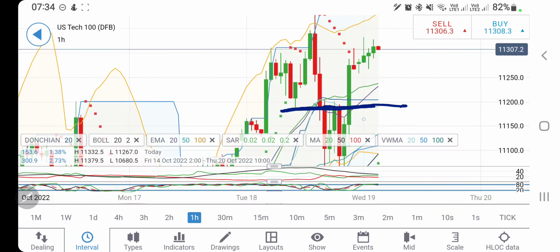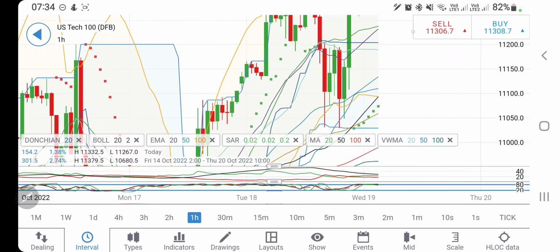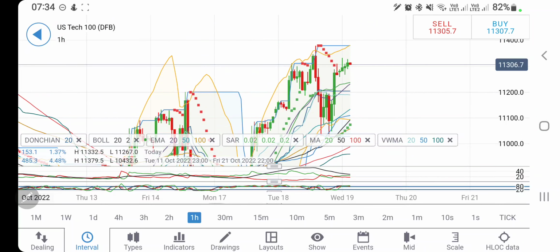See, 11,200 is definitely a major support. I have always maintained this 11,200, 11,140 and 11,100. These are the three levels you should watch out for. Below that, also remember the fact, till 11,000 I will not confirm that this is bearish. Only below 11,000 can you expect that the Nasdaq 100 has reversed and it is going to trade bearish from here. So be careful.